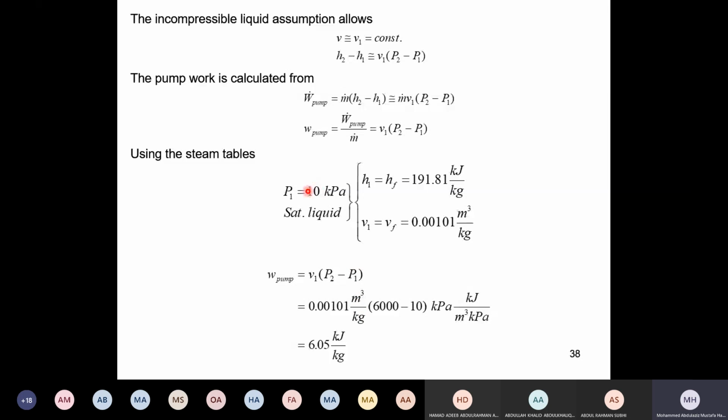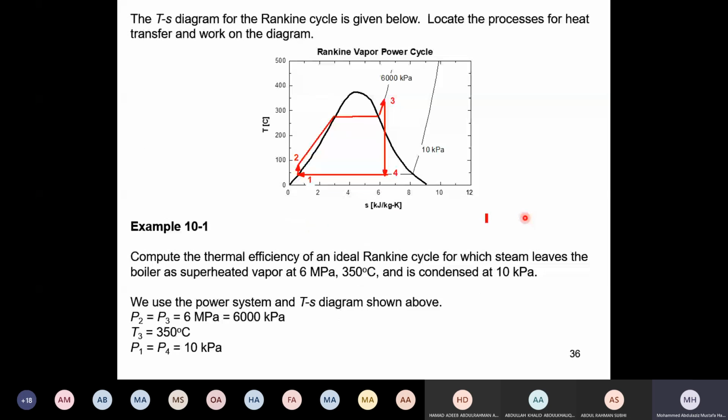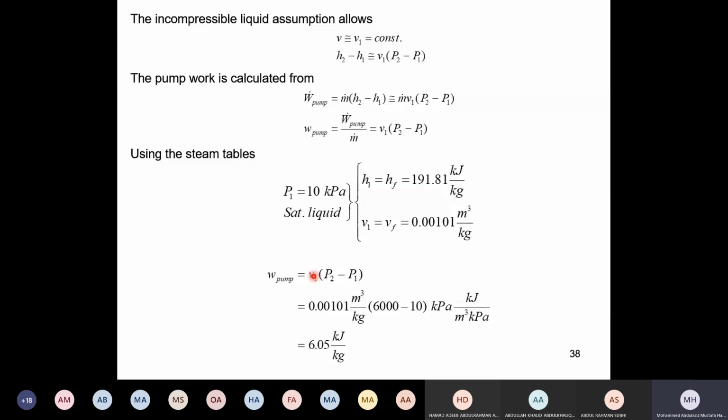So we'll go calculate all the properties. At state 1, we get P1 is 10 kilopascal and saturated liquid. Let me just go back here. So this is state 1. How do you define state 1? I know the pressure, and at this pressure, at this point, I get HF. So this is the first point. Then I get W pump.